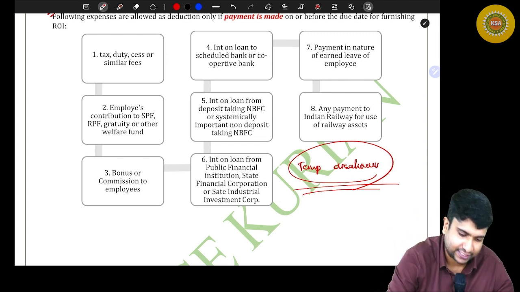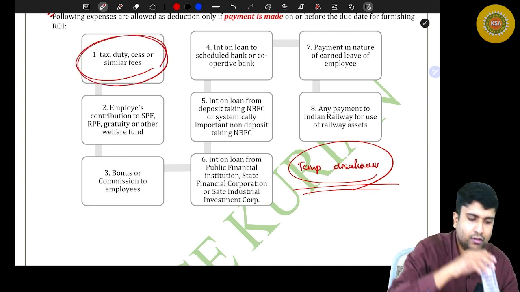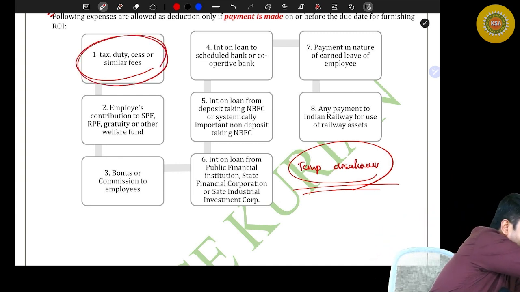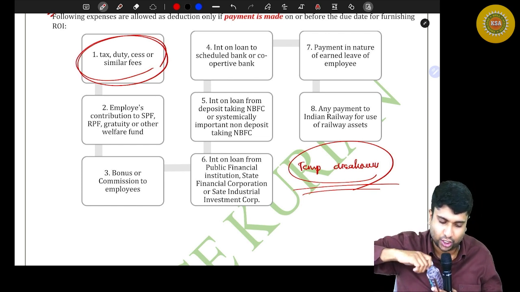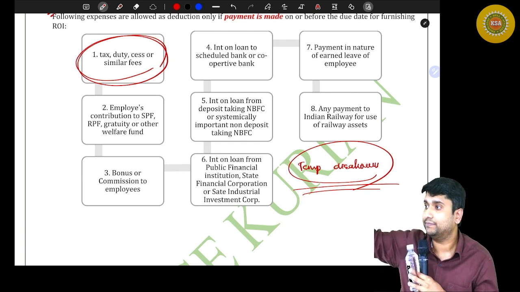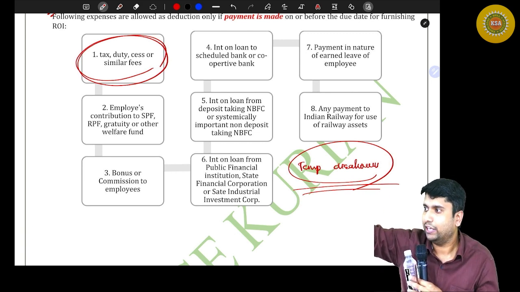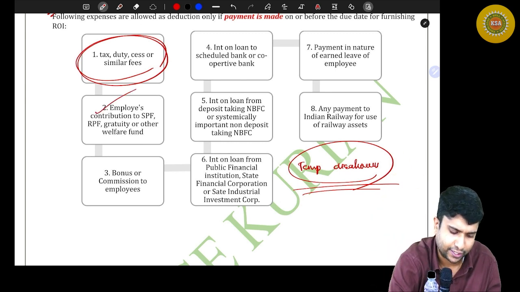Now, which is the first item covered under 43B? Can you read the first item? Tax, duty, cess or similar fees. For example, rates and taxes in relation to a building is actually a municipal tax. If you want to claim it as a deduction, you have to actually make the payment. And can you read the second one?